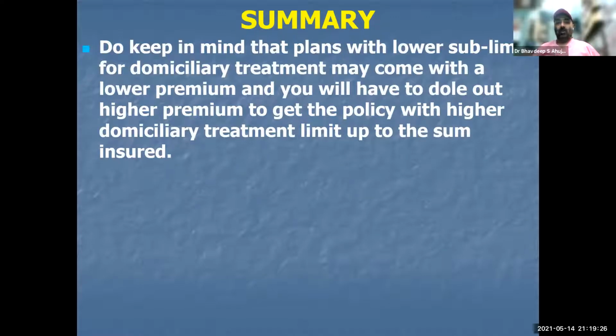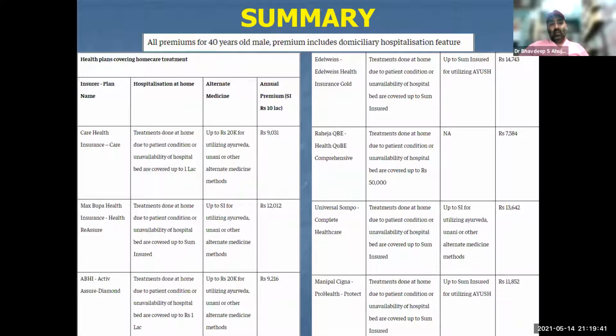So, for lower sublimit, or lower premium, you may have to go in for the higher sum insured, because there is a cap on the limit of the domiciliary by many companies. So let me give you again the data part. The premium for a 40-year-old male, not the 30, but this time 40-year-old male, for the companies which are giving you the domiciliary hospitalization feature. Care Health Insurance or Religare, treatment done at home up to 20,000 for using Ayush, the premium 9,000. Again, this is the policy which includes domiciliary hospitalization.